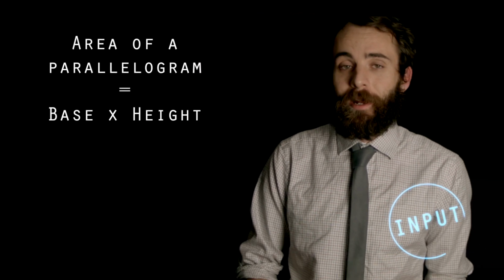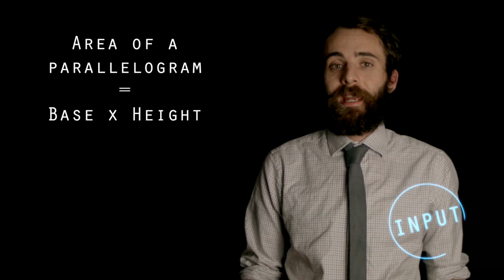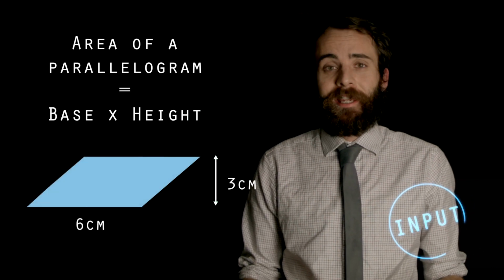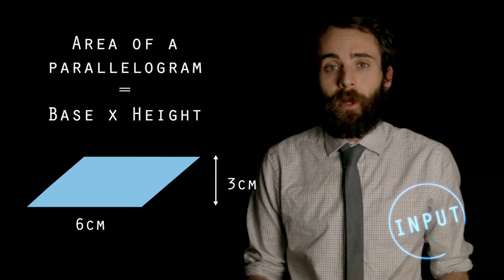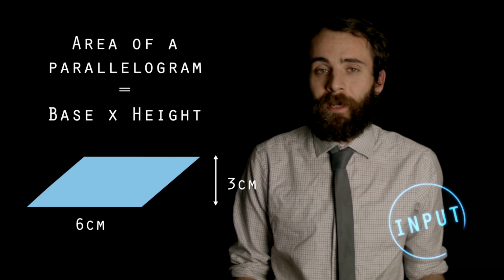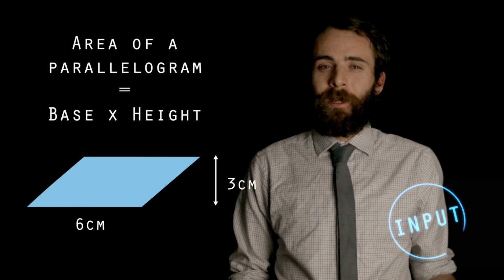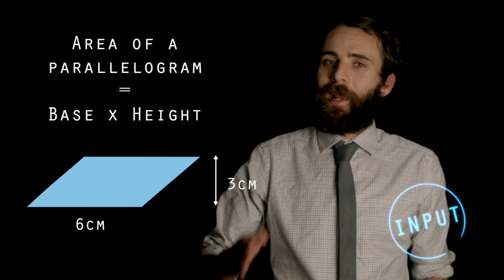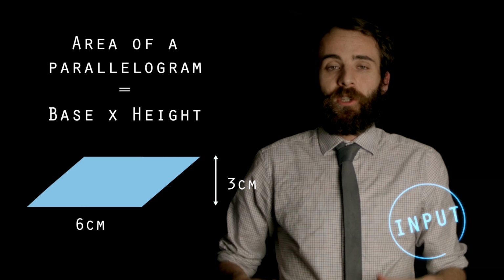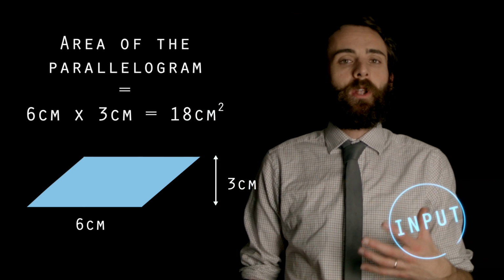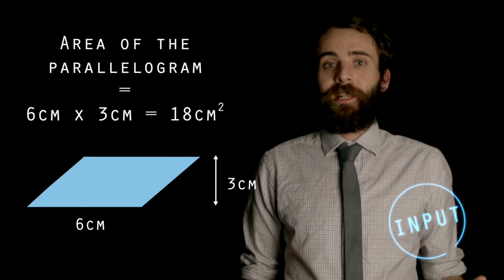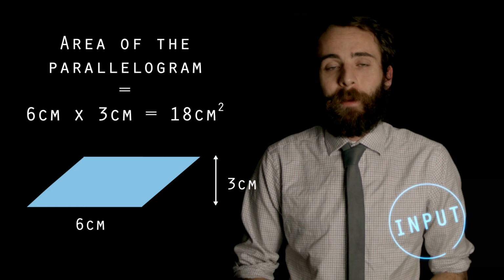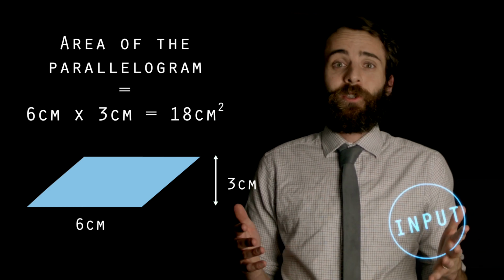So finding the area of a parallelogram isn't actually any harder than finding that of a rectangle. All we have to do is take the base length, in this case that's 6 centimeters, and multiply it by the height of the parallelogram. In this case that's 3 centimeters. And we're remembering that we were multiplying it by the height, not by the length of that slanty side. So if we do that here, we have 6 multiplied by 3, which gives us 18. So the area of this parallelogram is 18 centimeters squared.